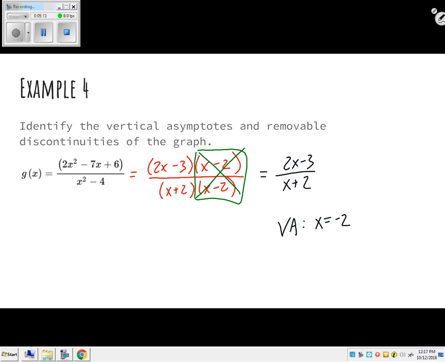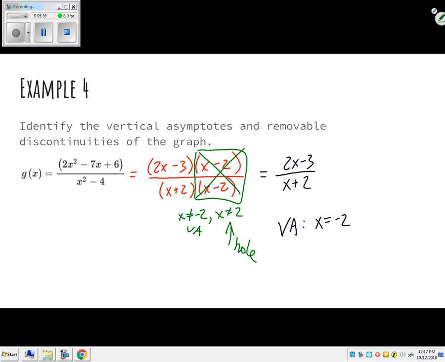So what happens whenever we get this common factor? Because remember, we do have a domain restriction on this. We know that x cannot equal -2 and x cannot equal +2. So I see where at this -2, I have a vertical asymptote. But what in the world's going on at 2? Well, that's where that removable discontinuity comes in. There's going to be a hole right here.